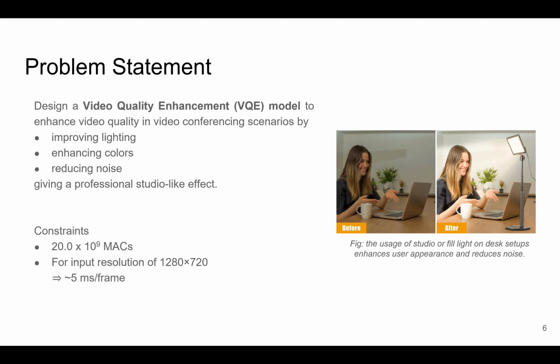So we asked teams to design a VQE model that improves the appearance of videos in terms of luma and chroma, while also tackling the problem of denoising. The goal was to have a computationally efficient solution that can be offloaded to NPU for CoreML inference. So we established a qualifying criteria of UINT8 or FP16 models with at most 20 gigamax per frame. And we expect such a model to have a per frame processing time of around 5 milliseconds on the newer M4 Pro.